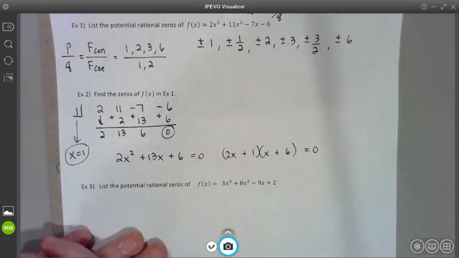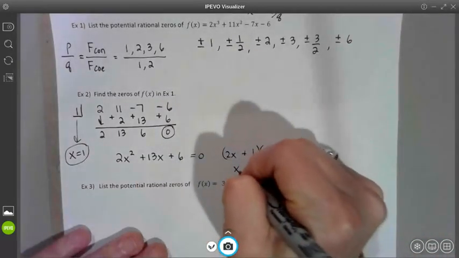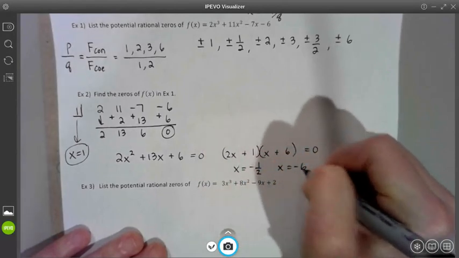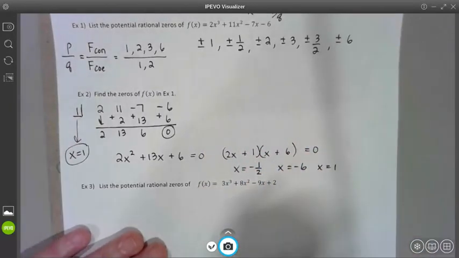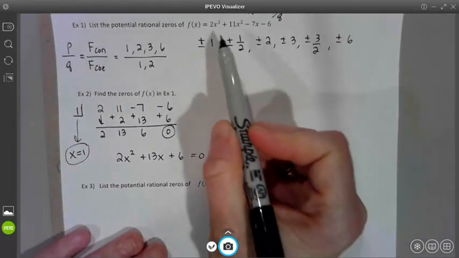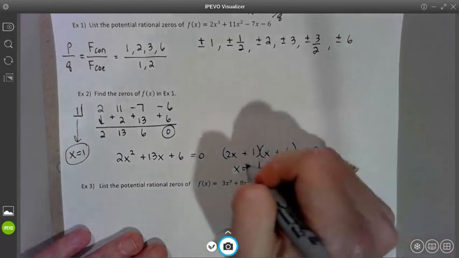Now set these factors equal to 0, and you get your remaining 2 zeros to this degree 3 polynomial. So I'm going to get what? x equals negative 1/2, and x equals negative 6, and I already had x equals 1. And there are my 3 real zeros to this degree 3 polynomial function.